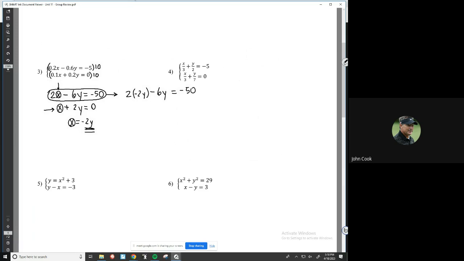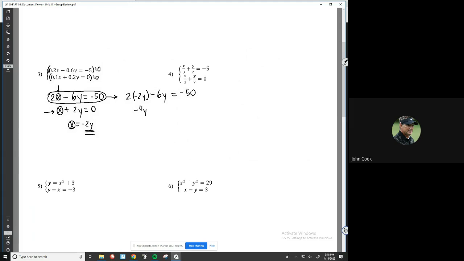Okay? 2 times negative 2 is a negative 4, so this turns into negative 4y minus 6y equals negative 50. Combining like terms, I get negative 10y equals negative 50. And then dividing both sides by negative 10 gives me y equals 5. So there we go. We've solved for y with our ordered pair. Our y value is 5.